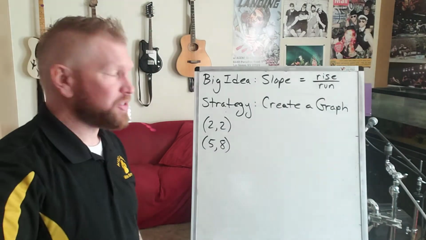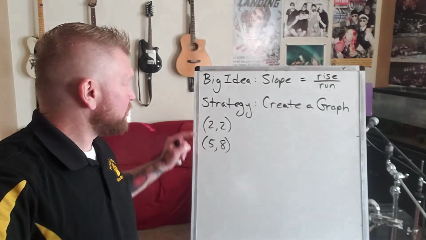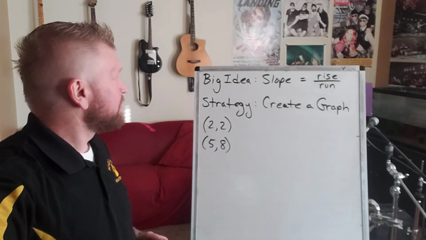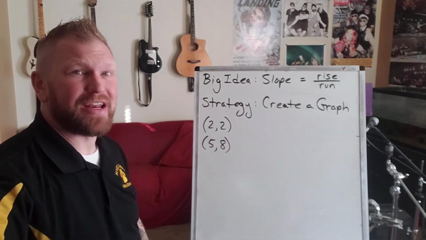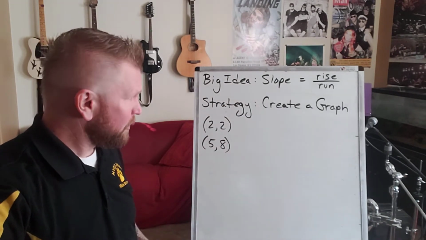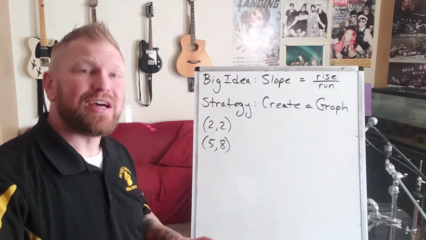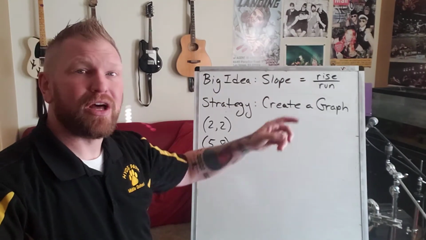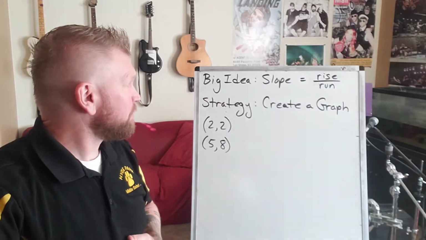All right, so in this question, a line passes through the point 2, 2 and 5, 8. We have to find the slope of the line. So the big idea is the slope. Slope is how steep the line is, and we find the slope by putting rise over run. It's a fraction, rise over run.